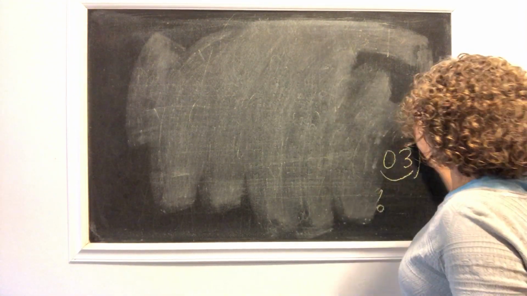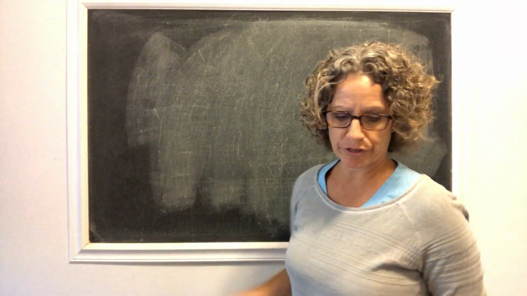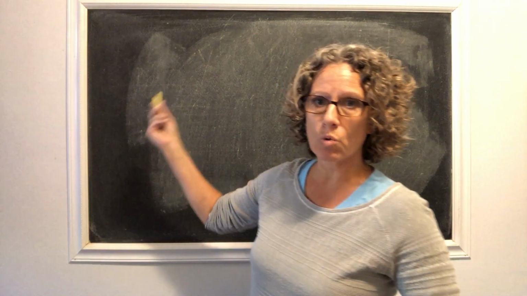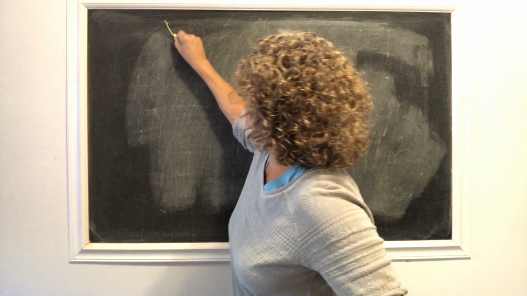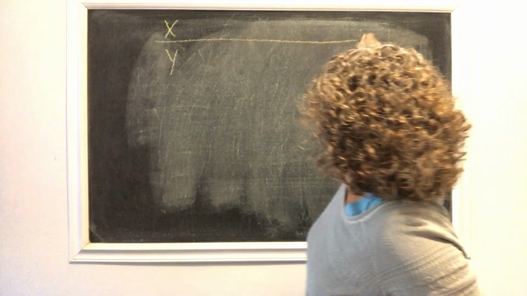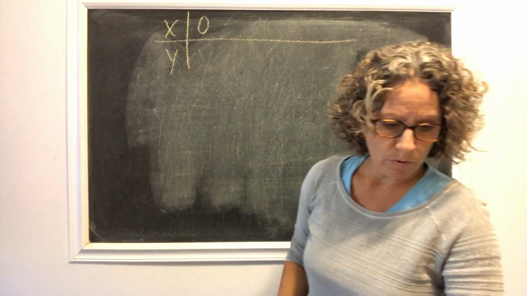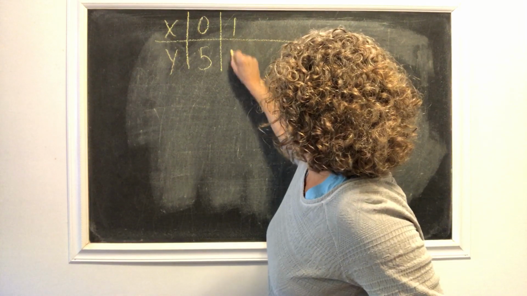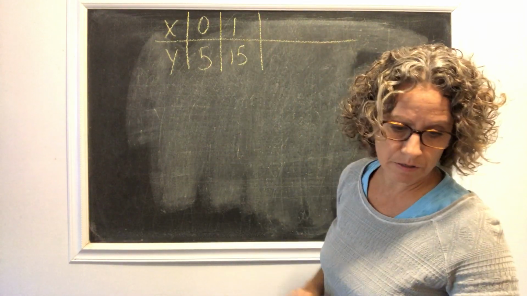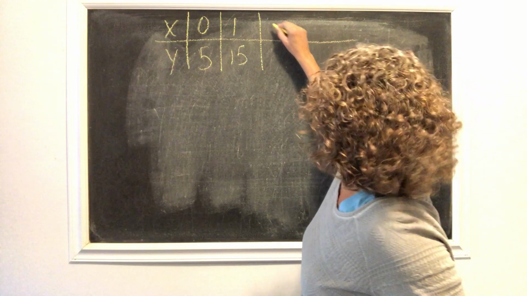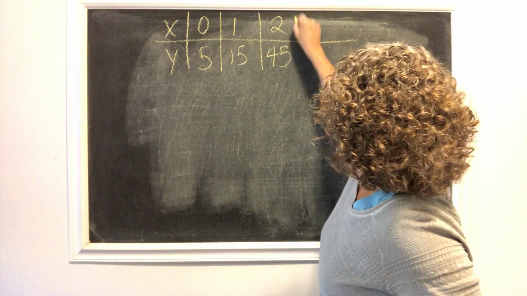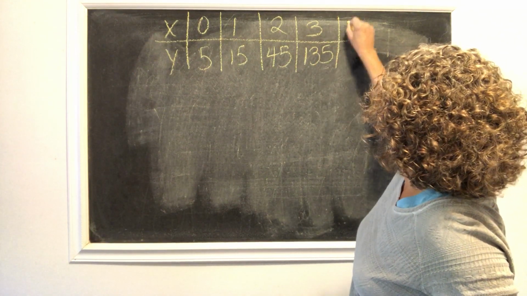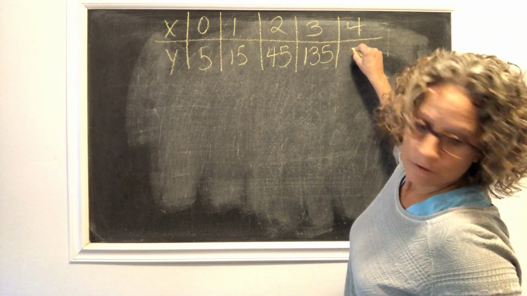Now what if I don't know my y-intercept and I don't have a function, but I'm given a bunch of coordinates? And maybe I'm given the coordinates in a table format. So on day 0, I'm at 5; 1, 15; 2, 45; 3, 135; and 4, 405.